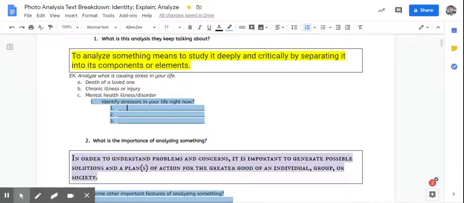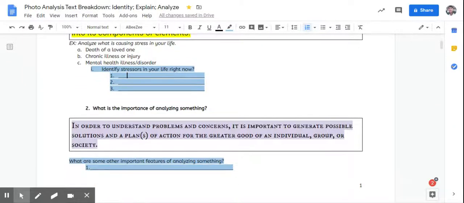So once you have done that, we're going to go back to the stressor that you identified in either your life or just life in general. Okay. So we're going to back burner that. Let's go to number 2. So what is the importance of analyzing something?